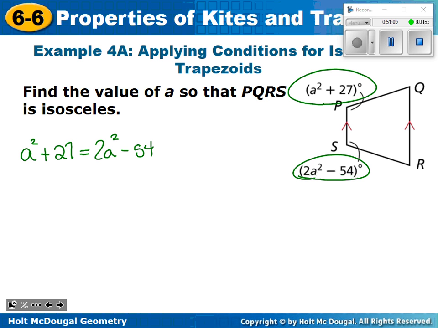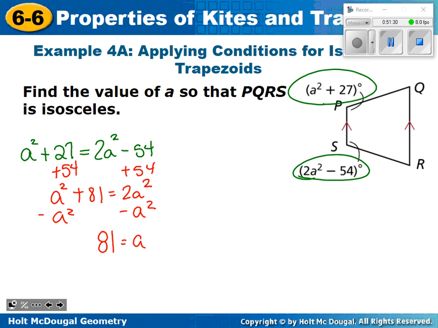Going back to our algebra skills, what would we do? Add 54. So we have A squared plus 81 equals 2A squared. Subtract A squared. What is 2A squared minus A squared? Just 1A squared, or just A squared. And then we take the square root. Careful, what is A going to equal? If I take the square root of both sides, I get plus or minus 9. Anytime you have something squared and you're solving, you should get two solutions. A is both positive or negative 9.